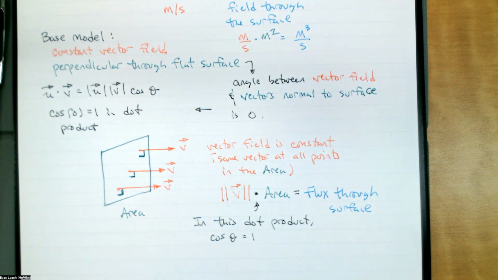So I just need to multiply the two magnitudes, and I can just take the same magnitude of the vector field at all the points on the area. That's why we get to multiply, because the vector is the same everywhere. We get to just use multiplication because the vector field is constant. It's the same vector everywhere. That's why we get to multiply.